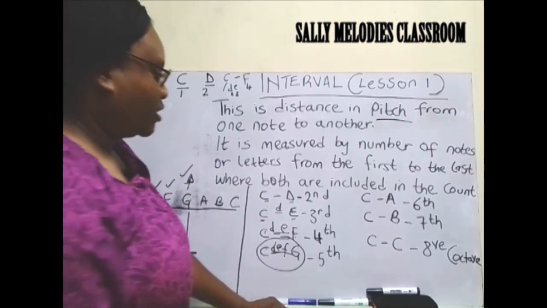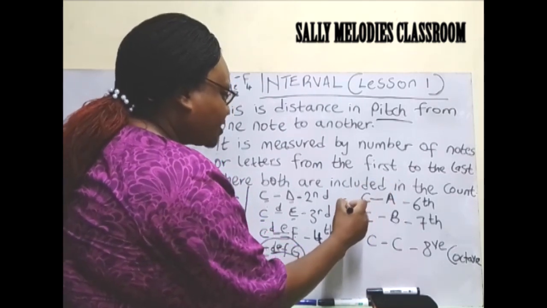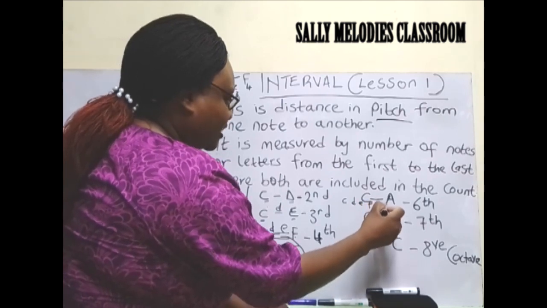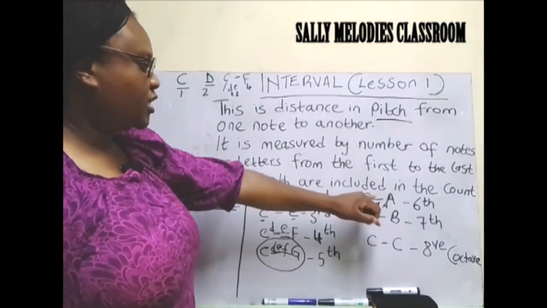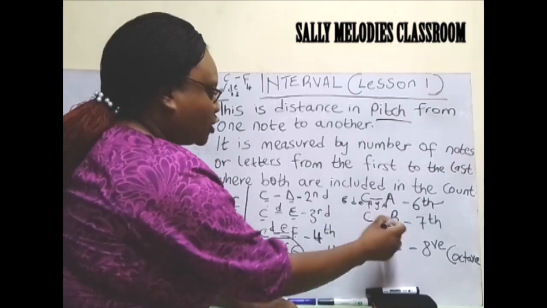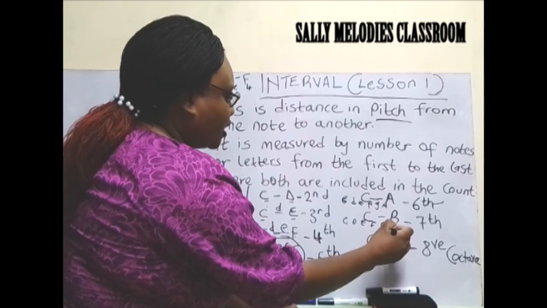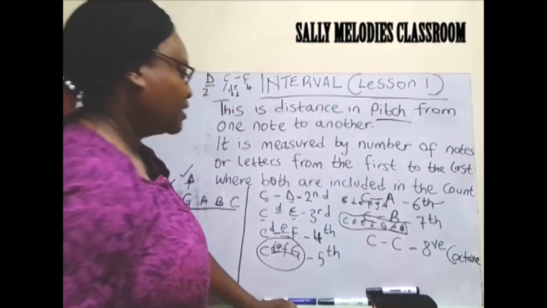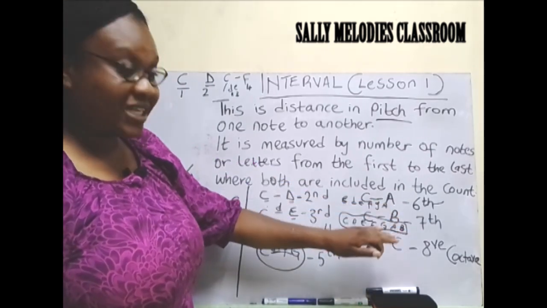We are still moving. So from C to A, you will see that we have C, D, E, F, G, A. So 1, 2, 3, 4, 5, 6. From C to A, you will get an interval of a sixth. From C to B, C, D, E, F, G, A, B. Those are 7 notes or 7 letters. So it will definitely give you an interval of a seventh.